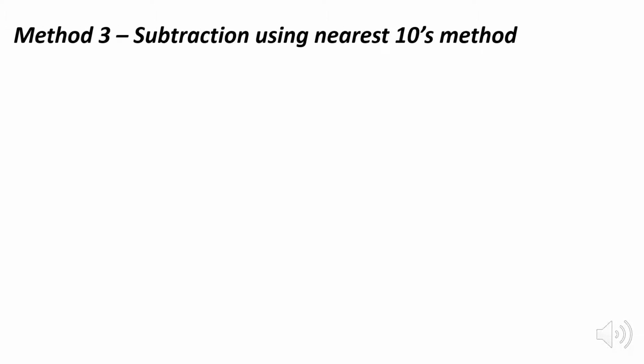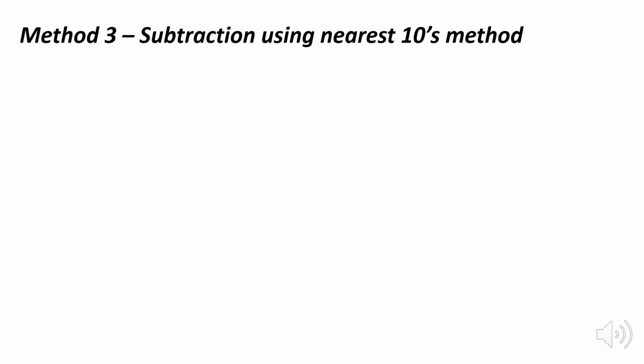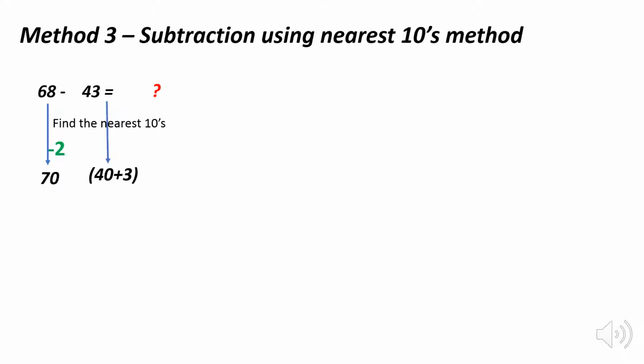Method 3. Subtraction using nearest tens method. 68 minus 43 equals... Let's see how we can find this out. Find the nearest tens. 68's nearest 10 is 70. And 68 is 70 minus 2. And 43 is 40 plus 3.